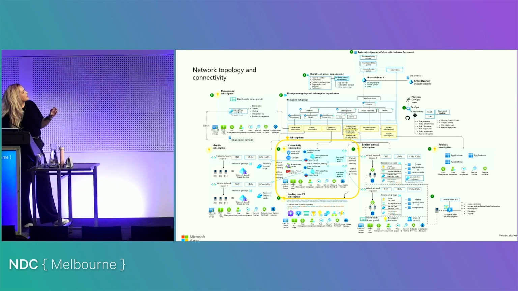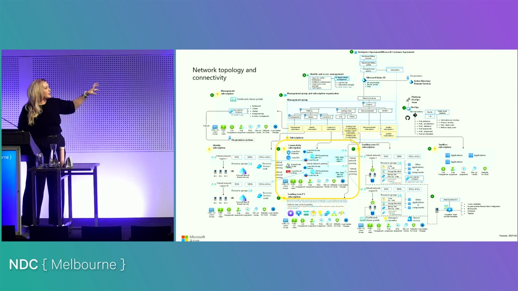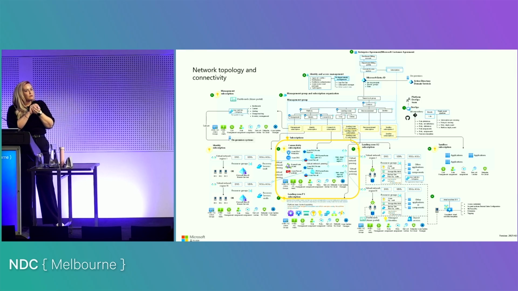Then we've got network connectivity and topologies, where you have a hub network and it's peered to everything else. So you might have a central firewall, central hub network, central DNS. That might be where your application gateways sit, all that kind of stuff that you share. So shared infrastructure for the network that sits at the middle of the environment.